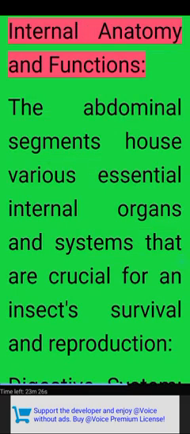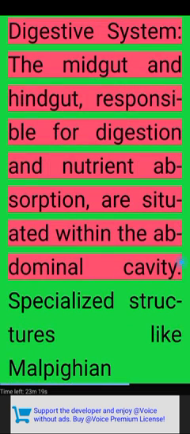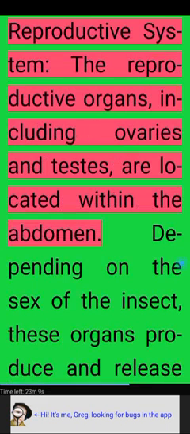Internal anatomy and functions. The abdominal segments house various essential internal organs and systems that are crucial for an insect's survival and reproduction. Digestive system. The midgut and hindgut, responsible for digestion and nutrient absorption, are situated within the abdominal cavity. Specialized structures like Malpighian tubules aid in excretion and osmoregulation.